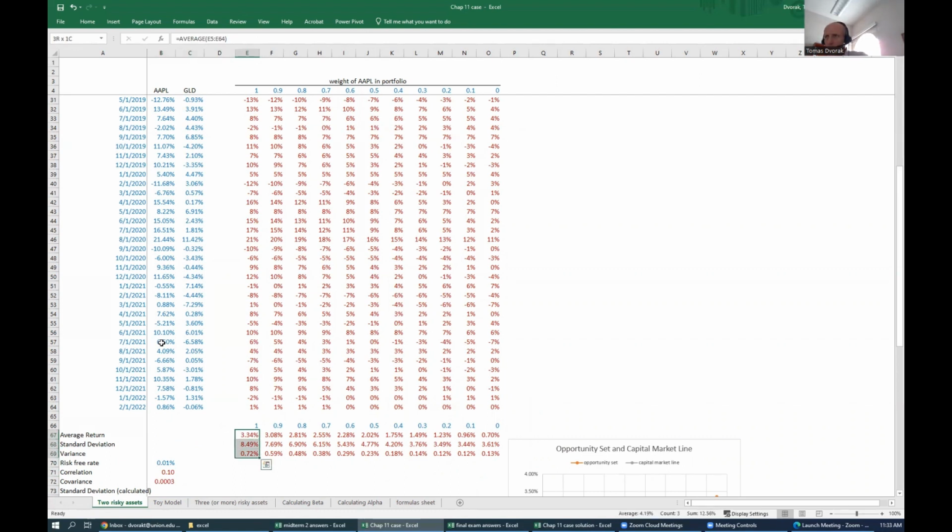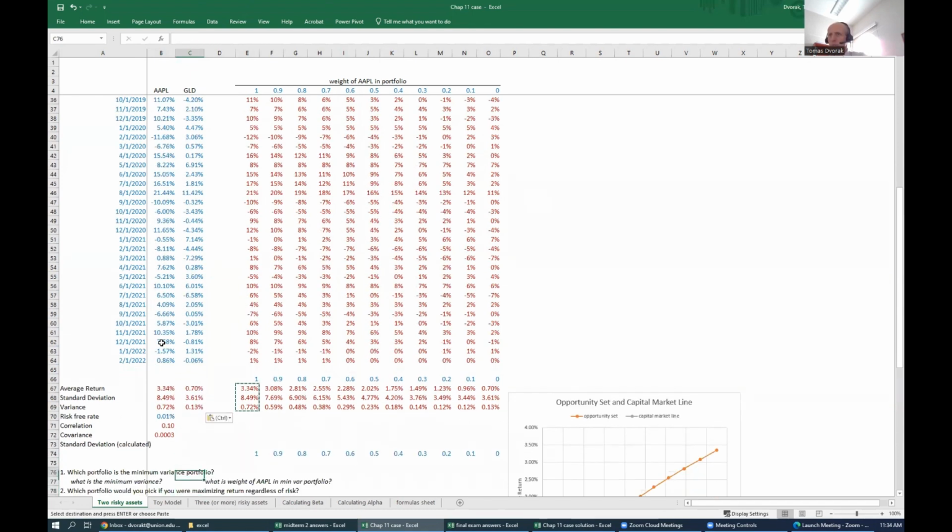Let's also calculate the variance and standard deviation and average return of individual Apple and Gold, which means I can just copy these three formulas here. So I have them in one place, right underneath the Apple return. I have their average, standard deviation, variance. Underneath Gold, I have average, standard deviation, and variance. Okay.